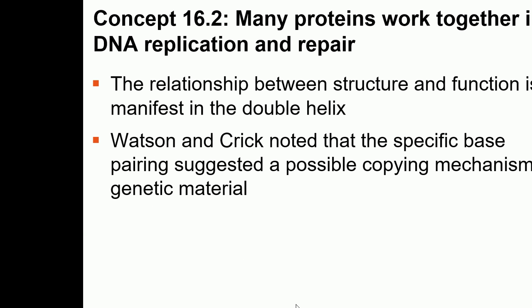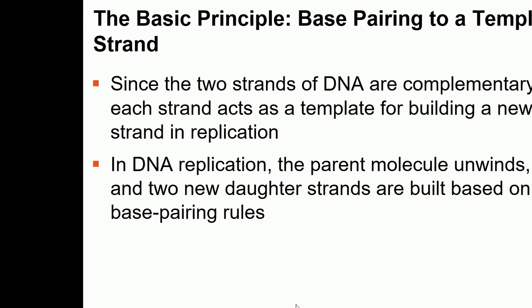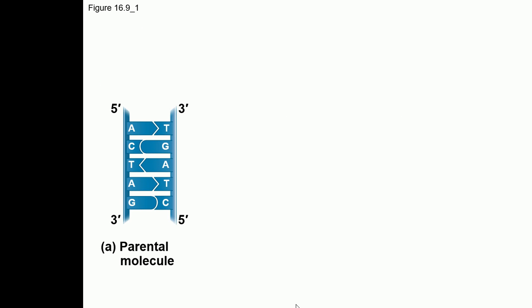Okay, so now we are going to talk about how many proteins work together in DNA replication and repair. We are going to talk about many proteins, and first of all we are going to discuss the semi-conservative mode of replication of DNA. So basically, how does DNA make its copy? It makes its copy on the basis of a mode of replication called the semi-conservative mode of replication. And what does that mean?